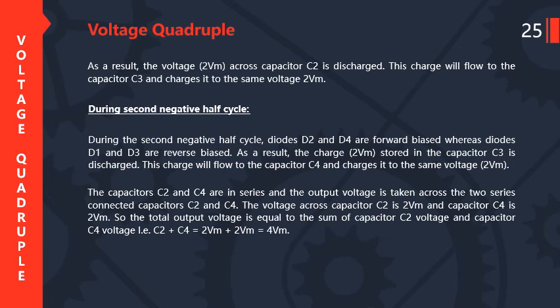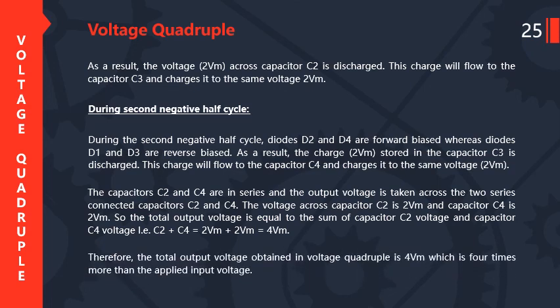The capacitors C2 and C4 are in series and the output voltage is taken across the two series connected capacitors C2 and C4. The voltage across capacitor C2 is 2Vm and the capacitor C4 is also 2Vm. So the total output voltage is equal to the sum of the capacitor C2 voltage and the capacitor C4 voltage. That is, C2 plus C4 is equal to 2Vm plus 2Vm is equal to 4Vm. Therefore, the total output voltage obtained in the voltage quadrupler is 4Vm, which is 4 times the applied input voltage. So this circuit is called voltage quadrupler circuit.